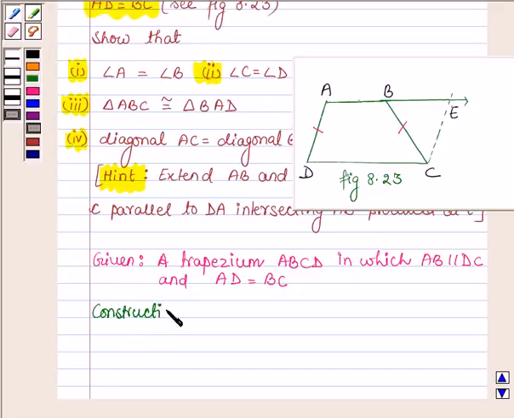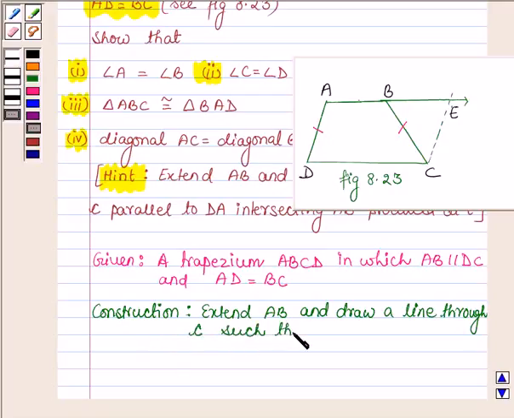Now let us write down the construction in which we will extend line AB and draw a line through C such that CE is parallel to DA. So this is the required line which is parallel to DA. And we have to prove, firstly, that angle A is equal to angle B.